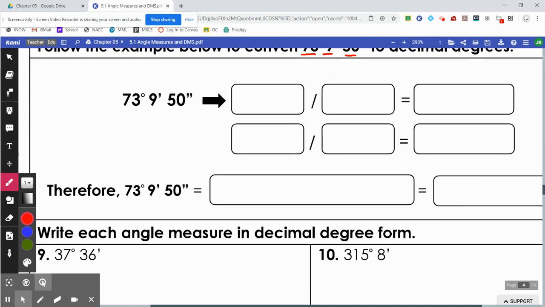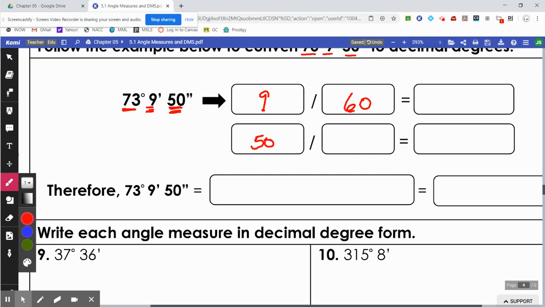So in this example, I know that I have 73 full degrees. And then I have another portion: I have 9/60ths of another degree. And then the 50, you've got to be careful about the 50 though. That's not 50/60ths of a degree. That's 50/60ths of a minute. So therefore, remember how many seconds there are in a degree, because we're trying to convert these back to degrees now.